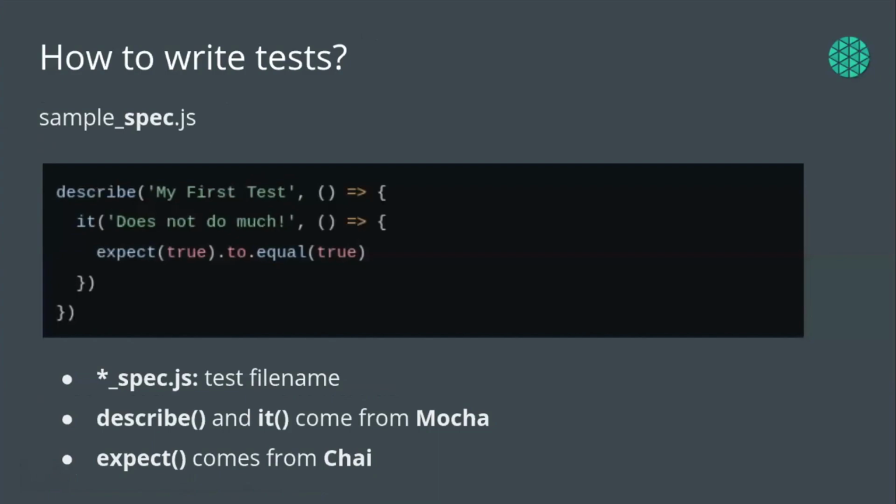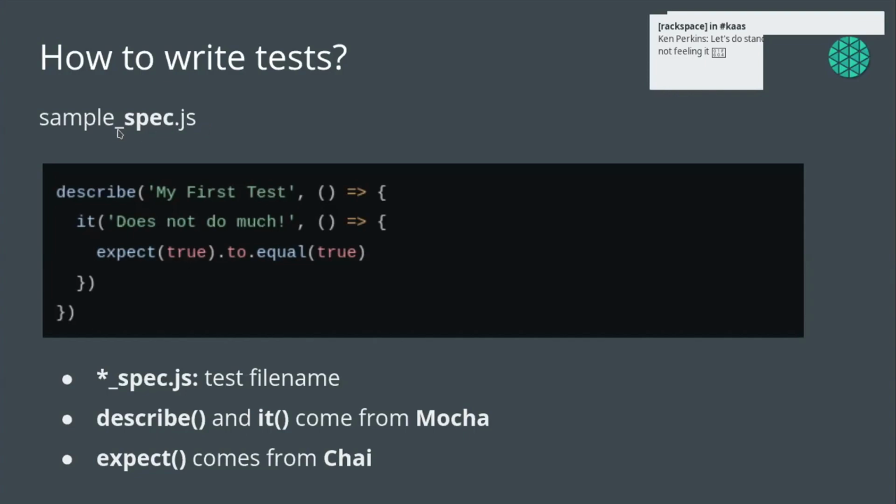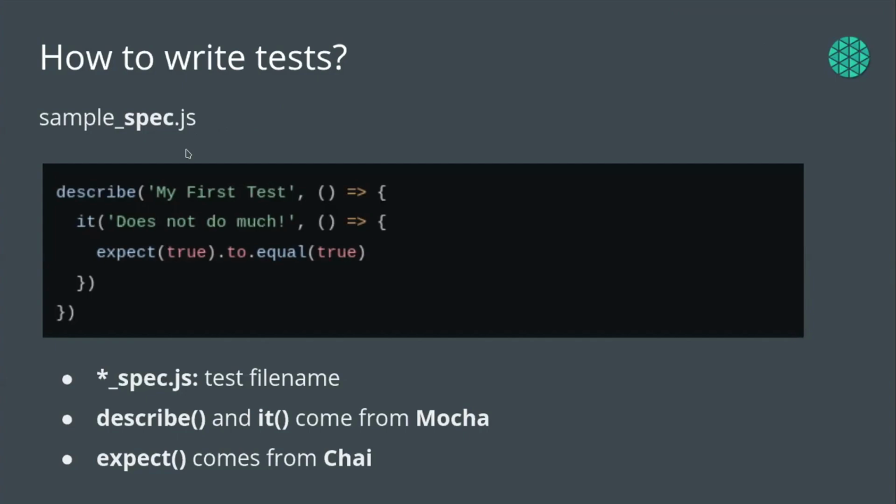Now, how to write a test? The first thing that we have to do is create a file for the test itself, like sample_spec.js. So here we have to have this name, underscore spec.js, in order to be detected by Cypress. Next, we will have to write the test.